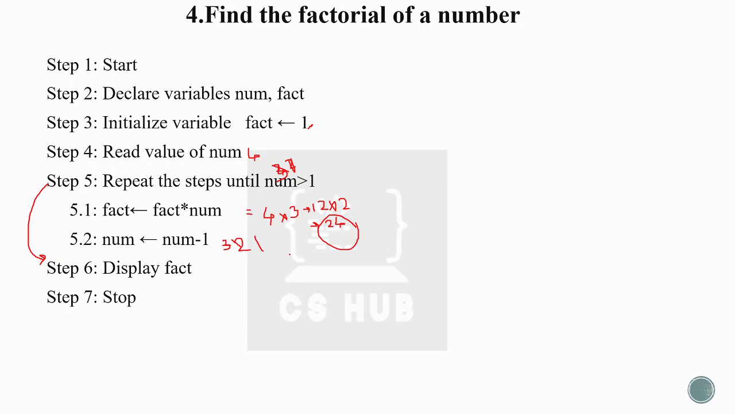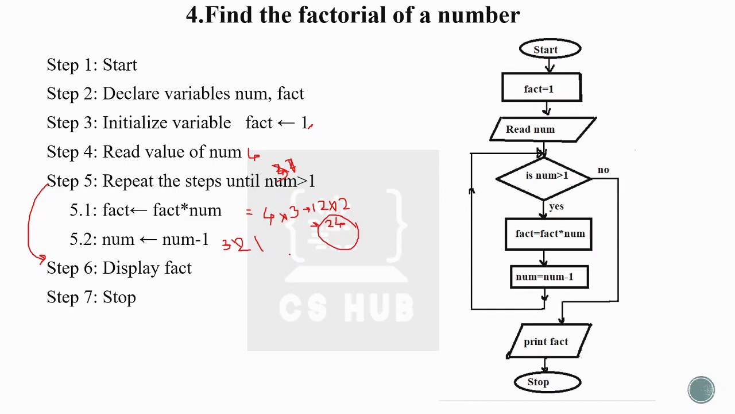This is the concept, and consider the flowchart. So first step is start. Then the fact is initialized to 1. Read the value of num. Then checking whether num greater than 1. Yes, if it is okay, then do fact is equal to fact star num. After, decrement the num by 1. After decrementing, repeat this loop, right?